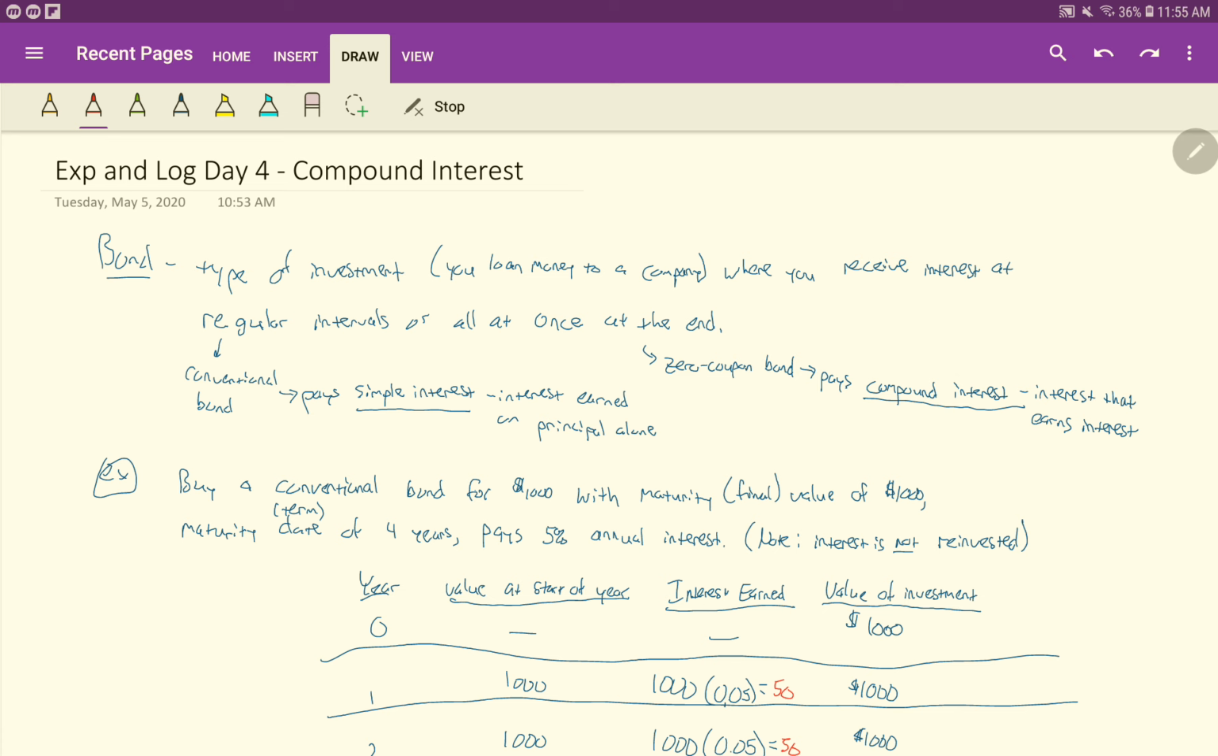Now, zero coupon bonds pay compound interest. What is compound interest? It's interest that earns interest. In simple interest, you only earn interest on the principal, and you'll see what that looks like in the table here. Whereas with interest on interest, you earn a little bit of interest, that gets added to your original amount, and then the new interest you get is from that new total. So your money continues to grow, and it grows at a faster rate as it grows. Whereas simple interest grows at a constant rate. We'll show you that here in examples.